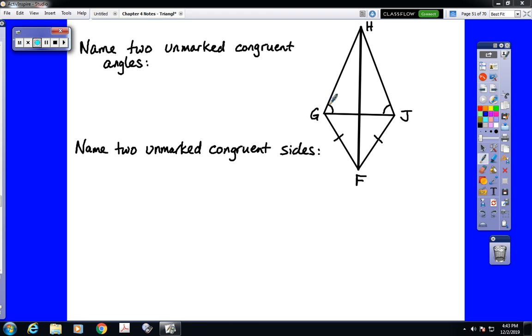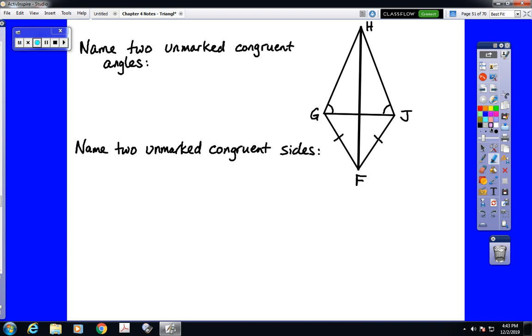And we have 2 scalene triangles here. We're going to ignore those as well, because this section doesn't deal with scalene or right triangles. It deals with isosceles triangles. So what we're asked to do is name a pair of unmarked congruent angles in this picture, and name a pair of congruent unmarked sides.